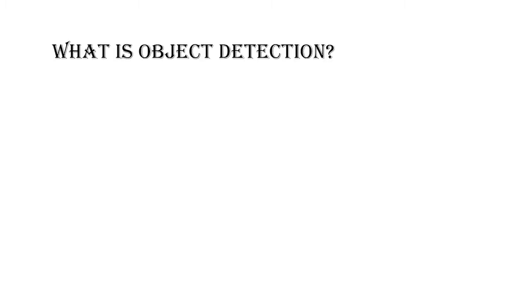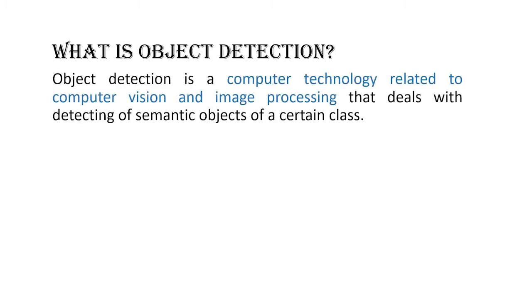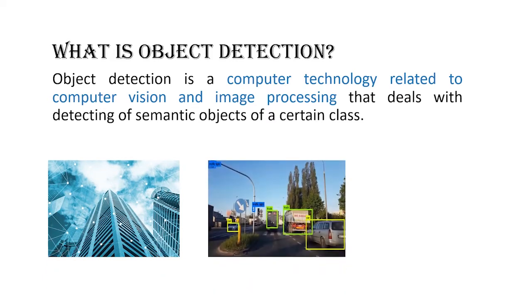Next is the software part of the machine. We are using object detection software. Object detection is a computer technology related to computer vision and image processing that deals with detecting semantic objects of a certain class. The class that we integrate in this software is the loose fruit, so we are detecting the loose fruit. Object detection can also detect buildings, vehicles, and people.